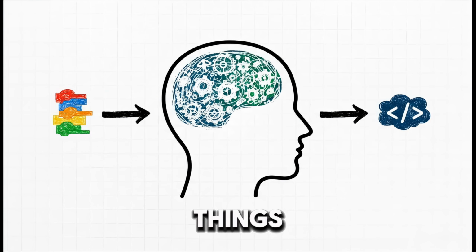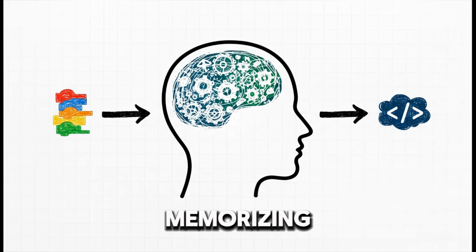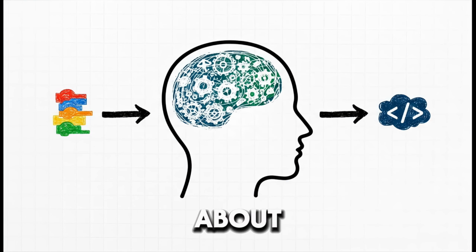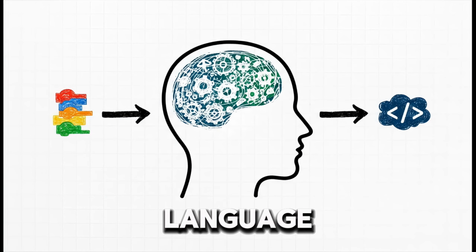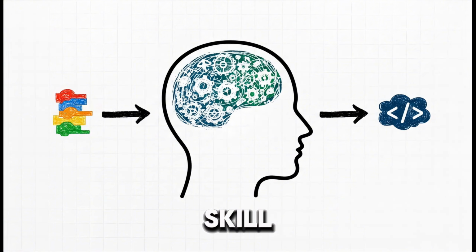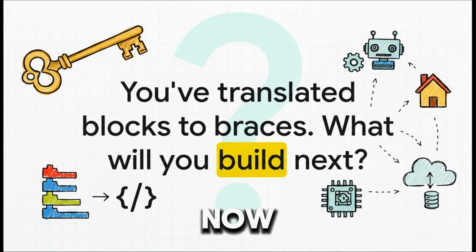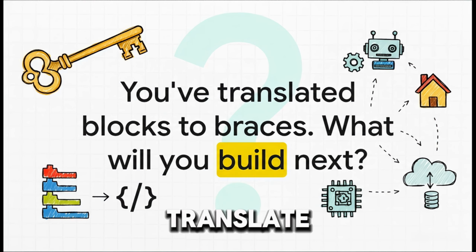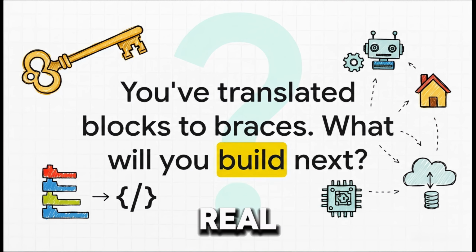So, as we wrap things up here, just remember this. This whole journey from the blocks of Scratch to the braces of C, it's not really about memorizing a bunch of weird symbols. It's about realizing you're just expressing the same powerful, logical ideas in a new language. The thinking is the real skill you already have. You now have the key. You can translate your ideas from visual blocks into real working code. You've made the leap from blocks to braces. So the only question left is, what are you going to build next?